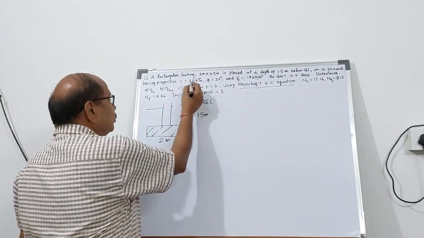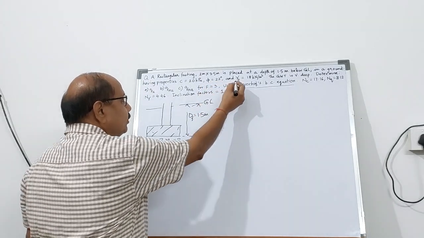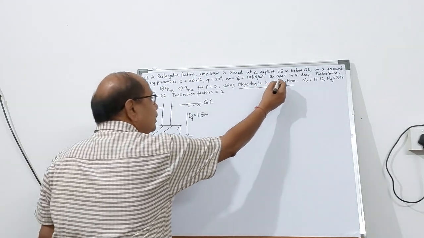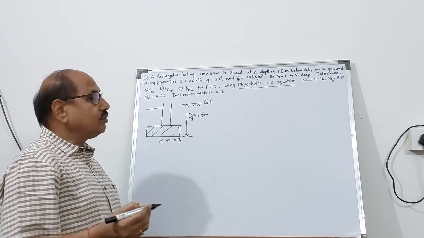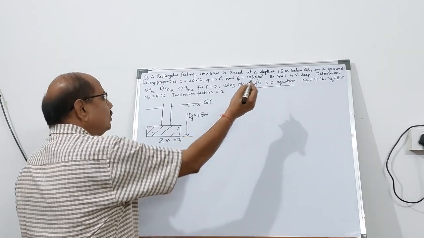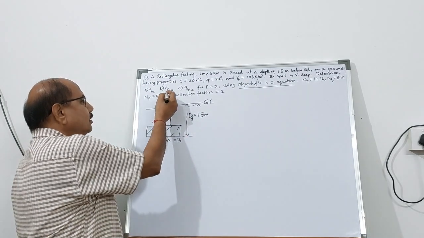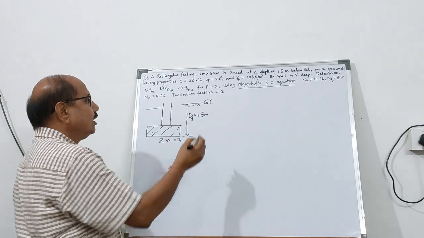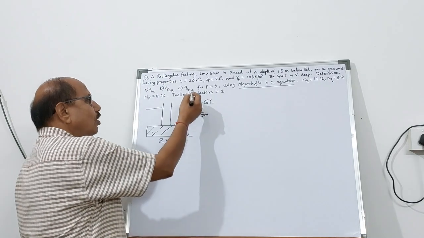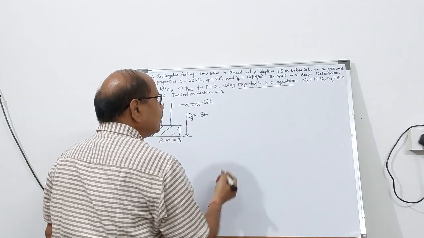And the ground properties are given to you. C is 20 kilopascal, phi 22 degree, and the unit weight is given as 18 kilonewton per cubic meter. And the groundwater table is very deep. That means there is no effect of groundwater table on the bearing capacity. So you will have to determine the ultimate bearing capacity and net ultimate bearing capacity and net allowable bearing capacity of this foundation for factor of safety equal to 3 using Meyerhof bearing capacity equation.